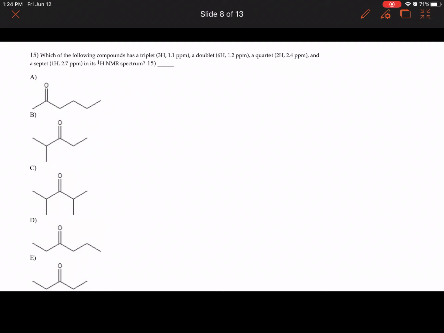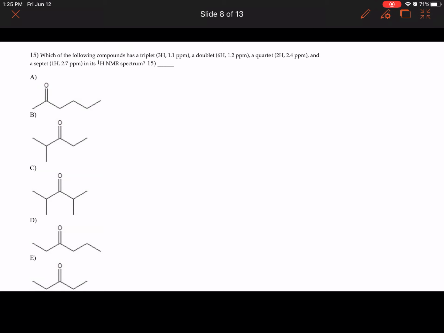So we can go ahead and start with 15. Which of the following has a triplet, 3 hydrogen, 1.1, a doublet, 6 hydrogens, 1.2 ppm, and a quartet, 2 hydrogen, 2.4 ppm. Okay, so let's see.